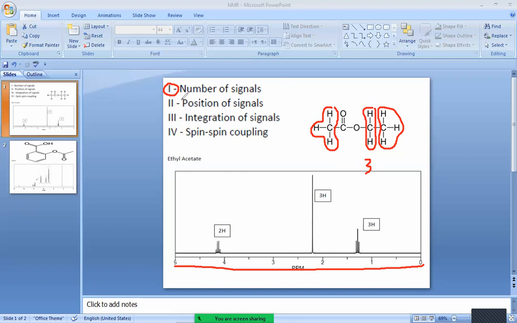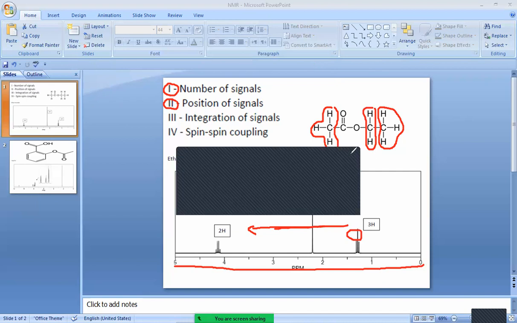The second thing that we try to understand is the position of the signal: why we have a signal here, why we have the other one here, and the other one is further downfield. One point that we have to make is that as we go further this way, we call this downfield, like going down. And we mostly relate this to deshielding, and we talk about both of them. It's just a convention that we call this downfield.